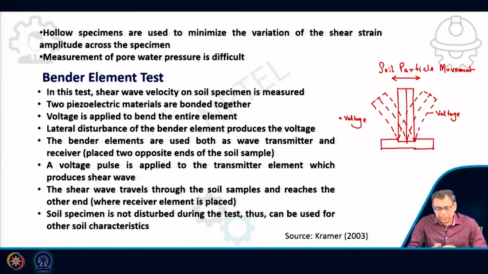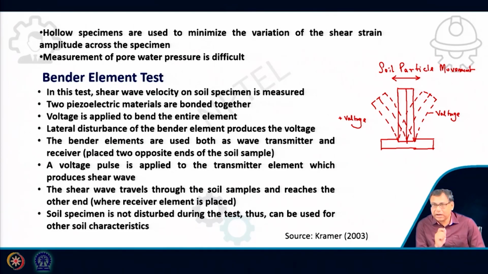Now if the voltage is applied, they will bend, and because of this bending, they will also produce voltage. So the Bender element can be used as a wave transmitter as well as a receiver, because when you apply voltage they will bend, and because of this bending the voltage will be created. So it can be used as both wave transmitter and receiver, placed at opposite ends of the soil sample.